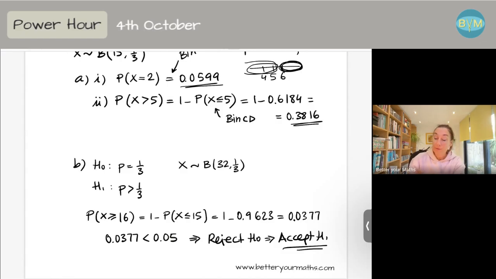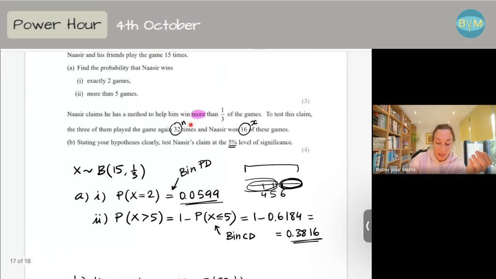And now we have to write a conclusion. Your conclusion should be something like, there is enough evidence to support that now the probability is more than 1/3. So he was saying that he now wins more than 1/3, and there is enough evidence to support that. You can say that there is enough evidence to support that he wins more than 1/3, or his claim is correct, but you have to say a line at the end: there is enough evidence to support his claim or that he wins more than 1/3.